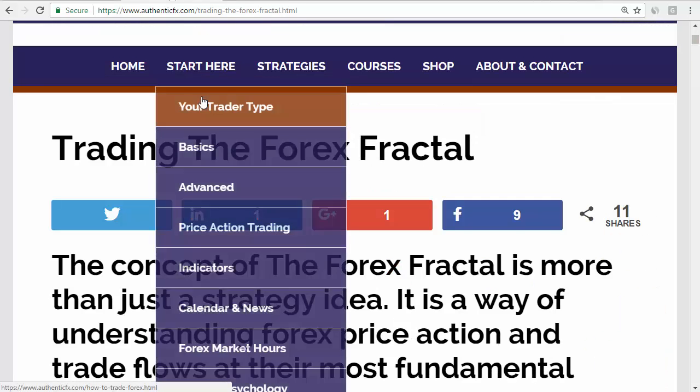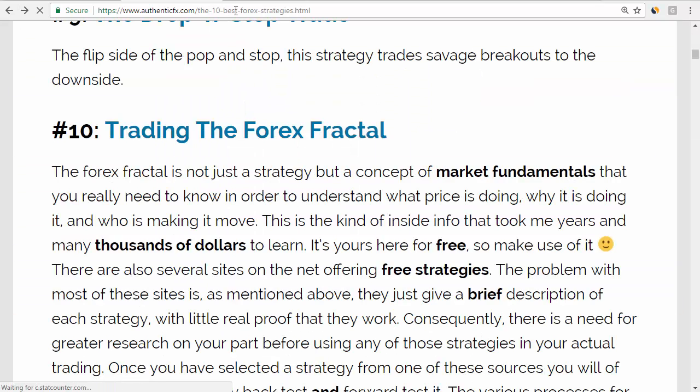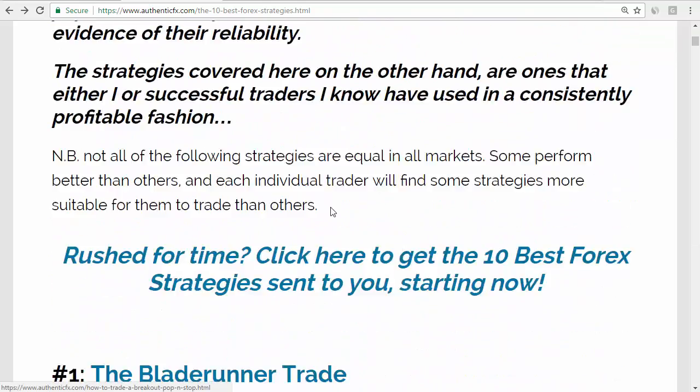And if you want to go and check out those strategies, it's authenticfx.com/trading the Forex Fractal. Well, actually, that's the Fractal one. The 10 best Forex strategies.html. So I'm assuming if you chucked 10 best strategies into Google, you'd come up with this page here and be able to have a look through those.